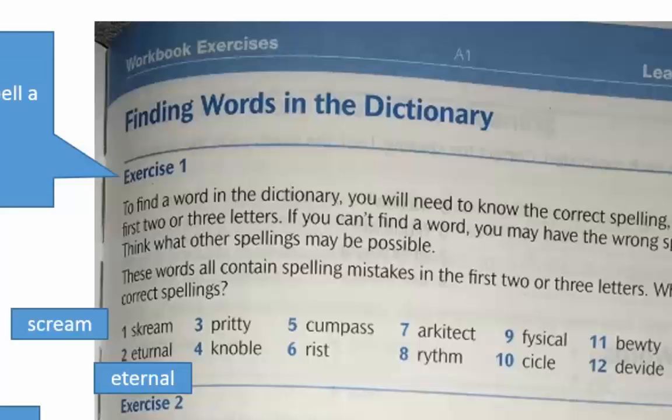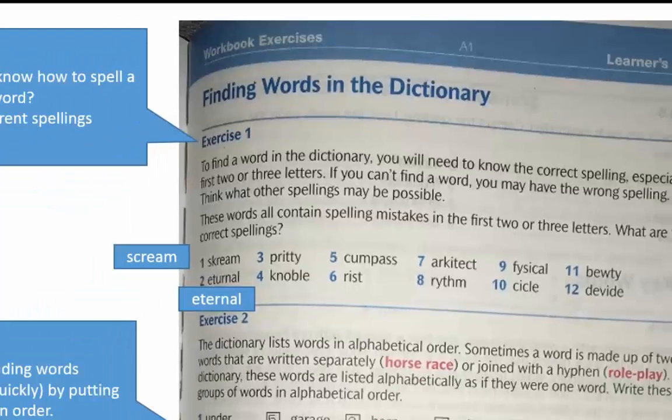And same with eternal, E-T-U-R, you don't find the word there. Under the E-T-U's, you need to go to the E-T-E's under eternal, and you'll find eternal. So remember, if you're not sure how to spell it, just try different spellings, and then you'll be able to find it in the dictionary.